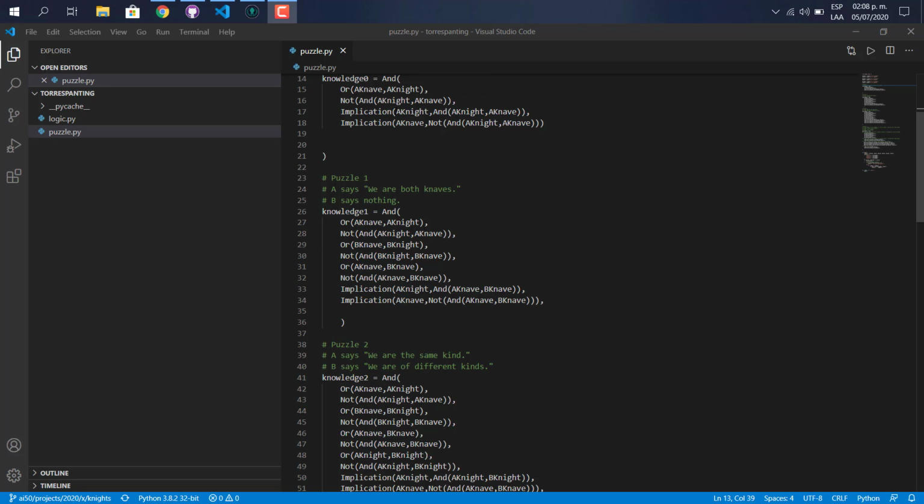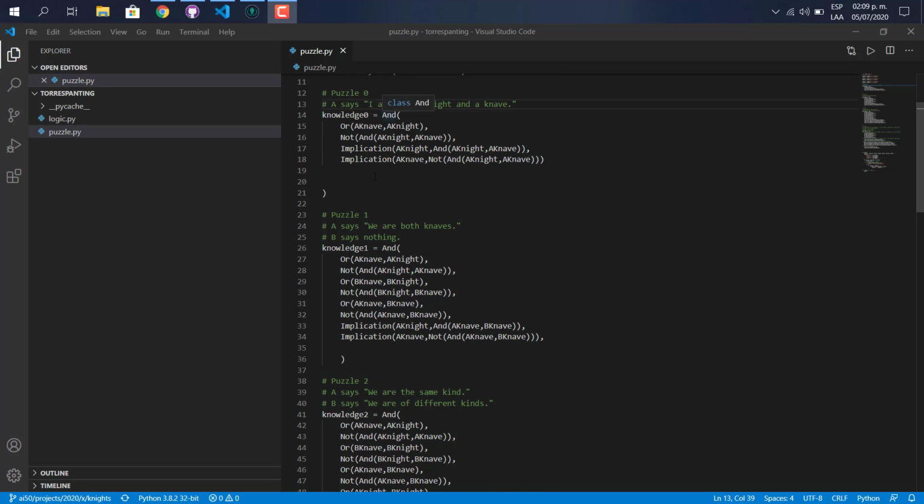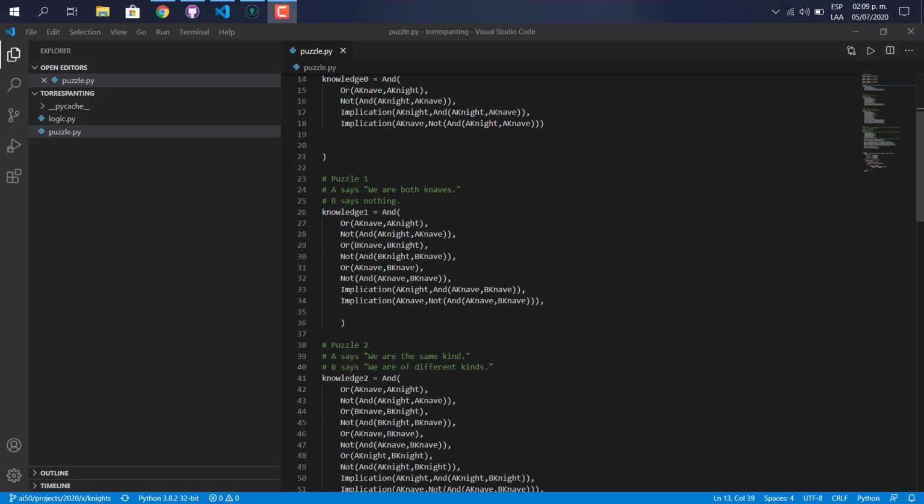Also an implication that if A is a knight, then the sentence that we have is going to be true. So the possibility to be both has to be true if A is a knight, because the knight always says the truth. And an implication that if A is a knave, then everything that he says is false. So the possibility to be a knight and a knave is going to be negated because a knave is the one who said it. So that was my approach to the first puzzle.